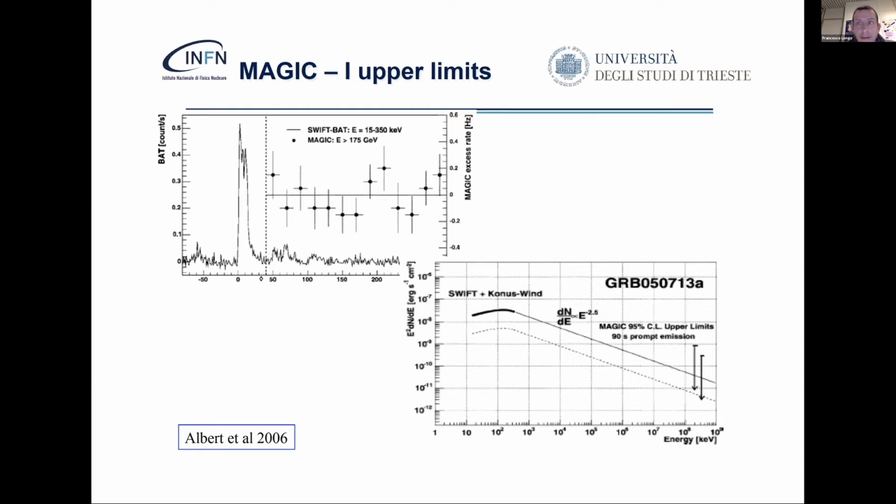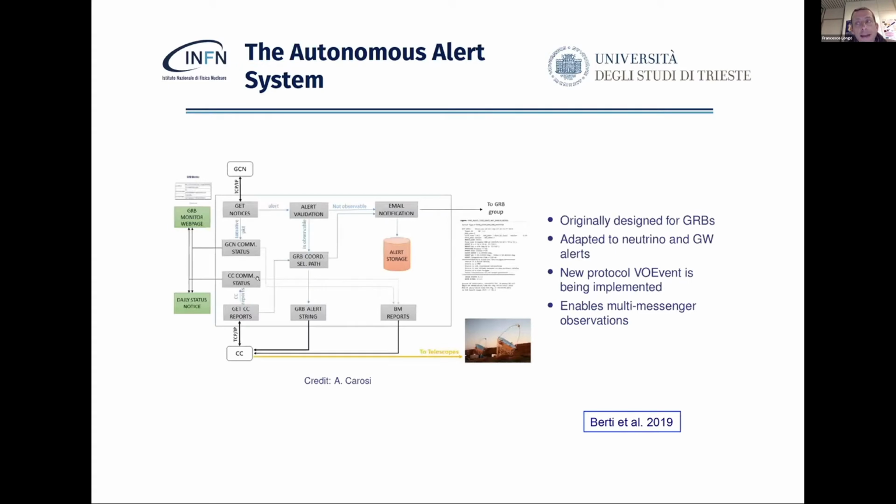So to get the transients, which is the aim of this transient program, we designed an autonomous alert system that was originally designed for gamma ray bursts. It was recently adopted by Alessio Berti, who presented there, and the original designer was Alessandro Carosi. They and Nicola Galante, whom some of you in VERITAS might know already. He went to the US and worked with VERITAS for some time.